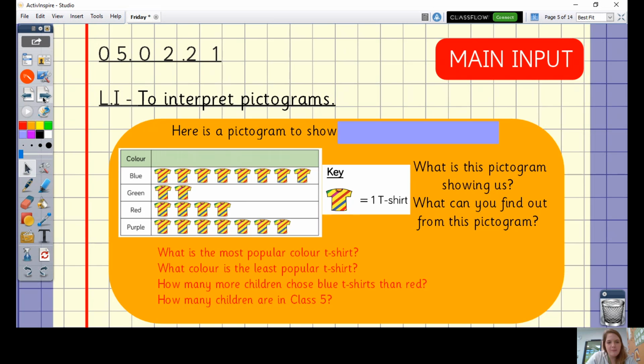Here we go, we've got a pictogram here. First of all, I'd like you to look carefully at this pictogram and think about what it is showing us. What information has been collected here? Before I ask you some questions about it, what can you find out about this pictogram? What can you find out from this pictogram here?